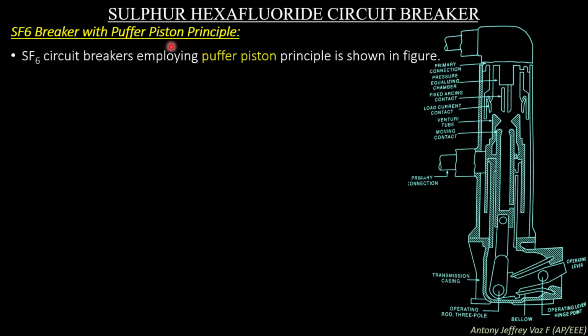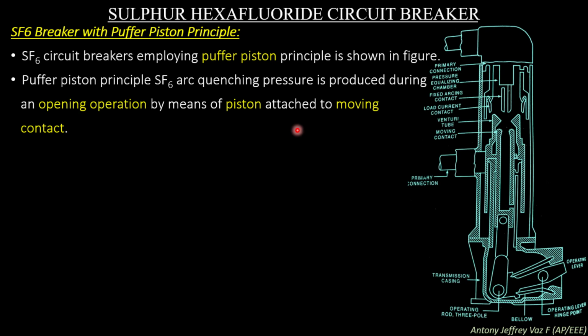SF6 circuit breaker with puffer piston principle. You can see this is a puffer piston principle where a piston is used to move the moving contact. Here you can see the primary connection, pressure equalizing chamber, fixed arcing contact, load current contact, venturi tube, moving contact, primary connection, transmission casing, opening non-3 pole, and everything which are present over here helps to move the piston towards the upward direction when making the circuit breaker and lowers the piston when breaking the circuit breaker.